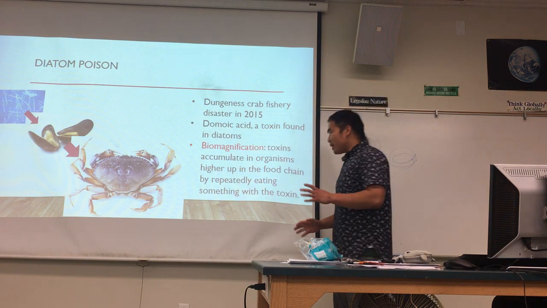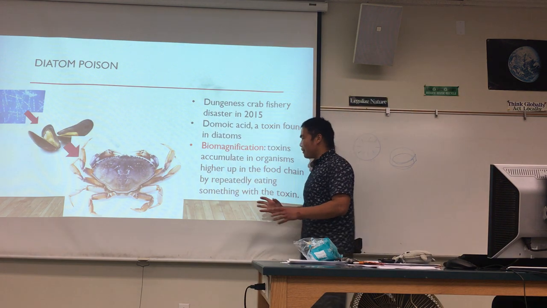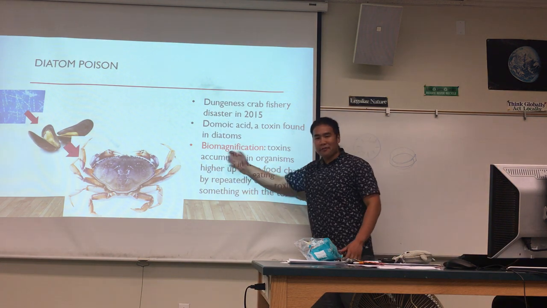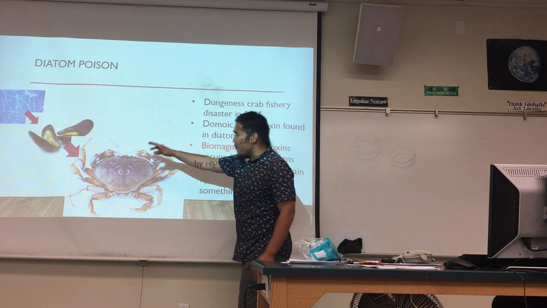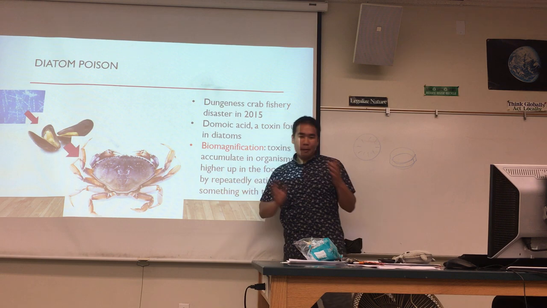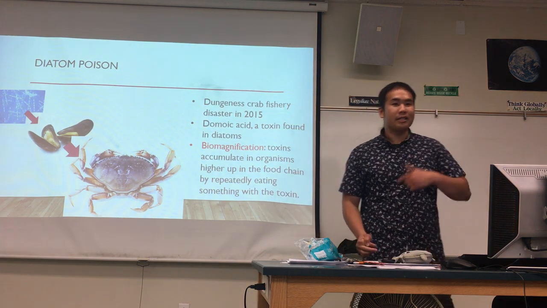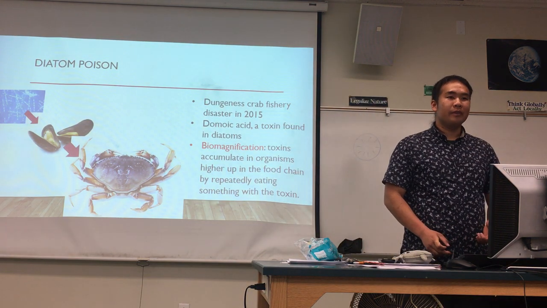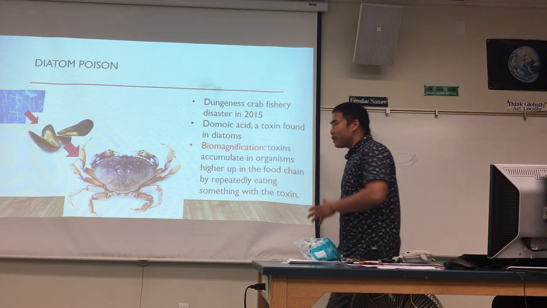So we get a scenario called biomagnification. When you go up the food chain, the things at the top of the food chain are more toxic than the ones at the bottom. All right? This is true for every toxin, not just domoic acid.